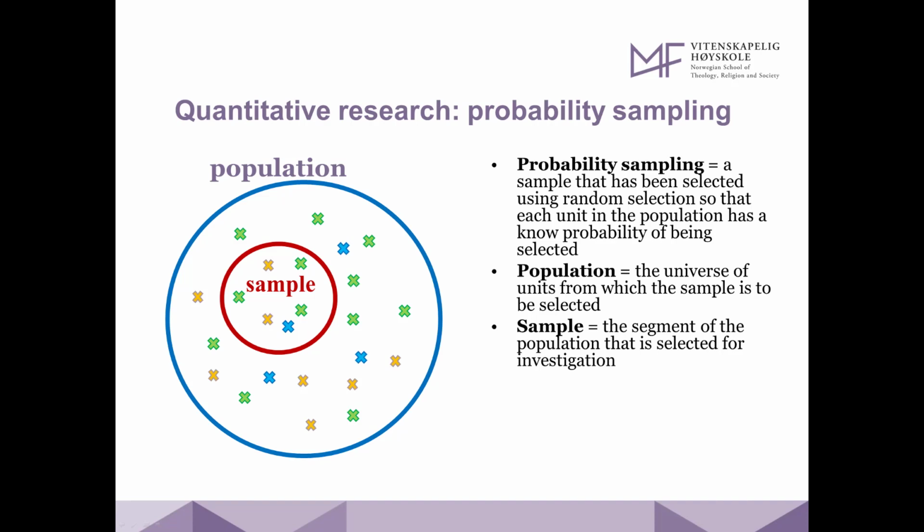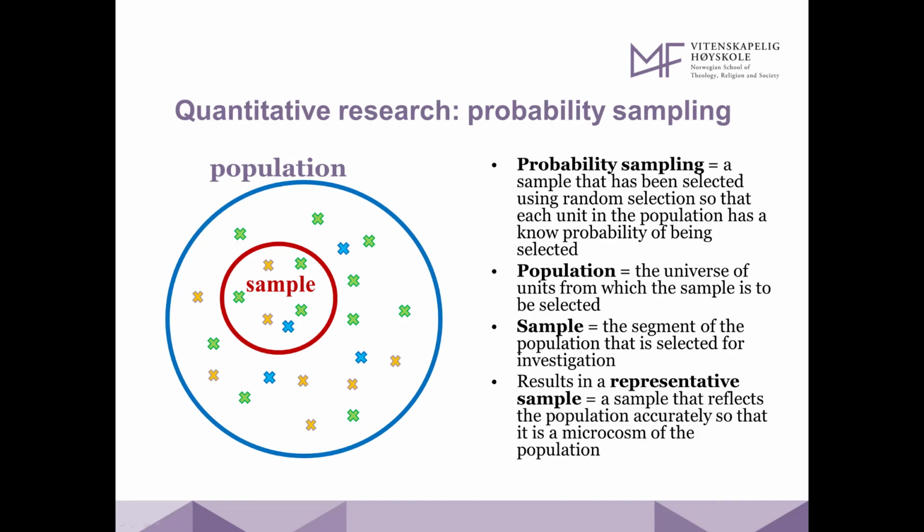The sample is then the segment of population that you select to do your study. In the figure, the sample is within the red circle. And done correctly, probability sampling will result in a representative sample, a sample that reflects the population accurately, so that it can be said to be a microcosm of the population. For instance, within the blue circle, half of the crosses are green. Within the red circle, half of the crosses are also green.